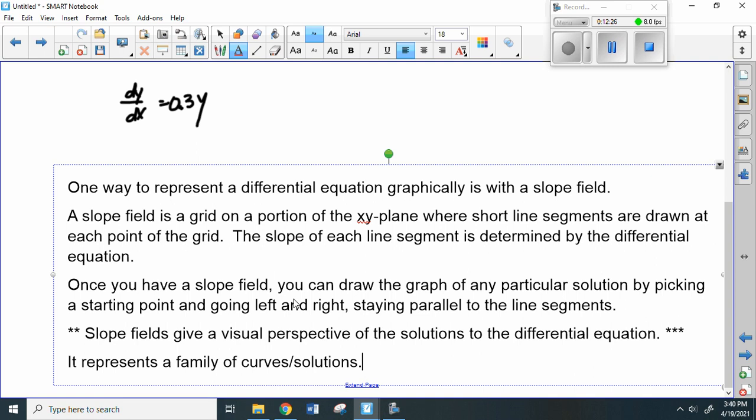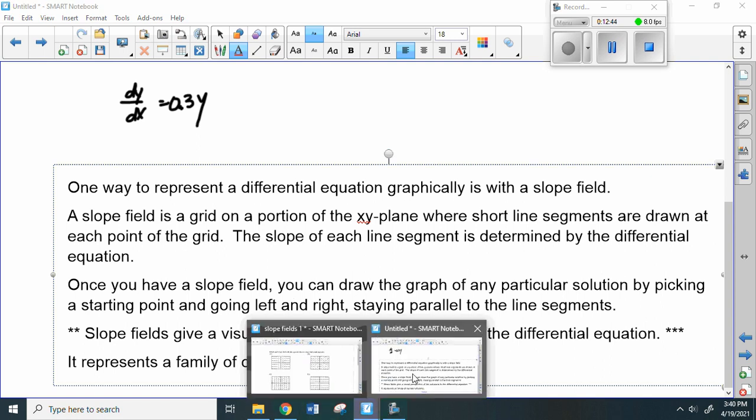Because when you solve a differential equation for a general solution, you've got that plus c, and c could be anything. So that's where the whole idea of a family of solutions comes in. But once you find a particular solution, it should also fit on your slope field, okay?